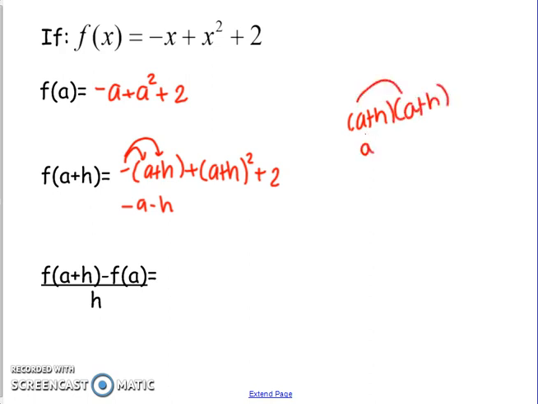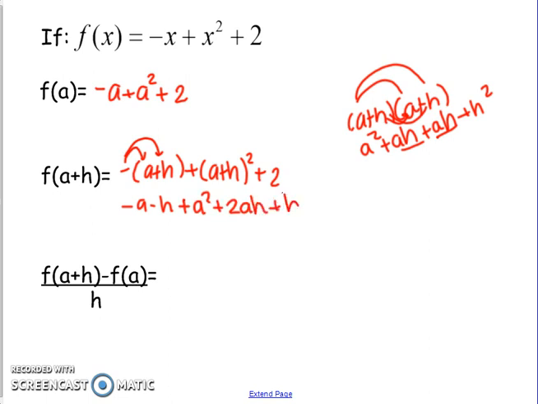So a times a is going to give us a squared. A times h is ah. H times a is the same thing. It's ah or ha, but they're the same, so let's write it as ah. And then h times h is h squared. So if we combine our like terms together, I'm just going to bring this over here. We have a squared plus 2ah plus h squared, and then we have plus 2.